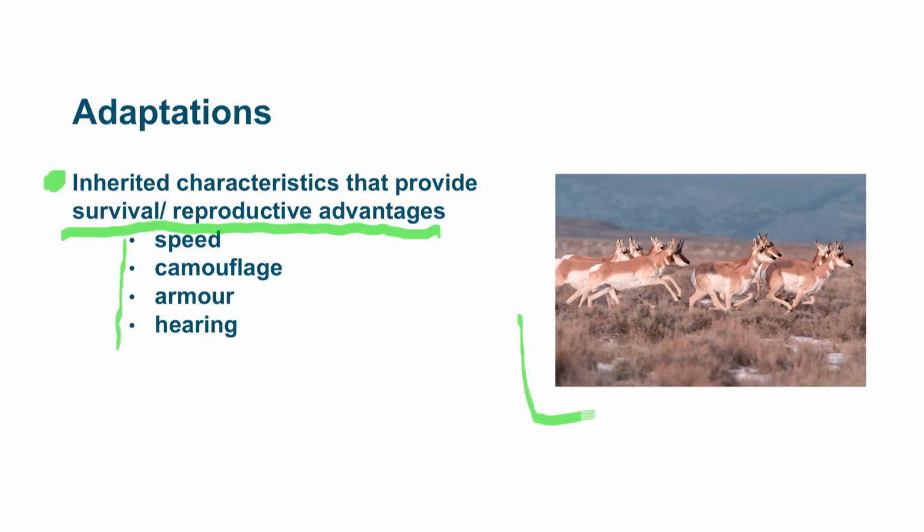So I've got a picture here of the pronghorn, which is an animal unique to North America. It's also the second fastest land mammal on the planet and the fastest land mammal in North America.